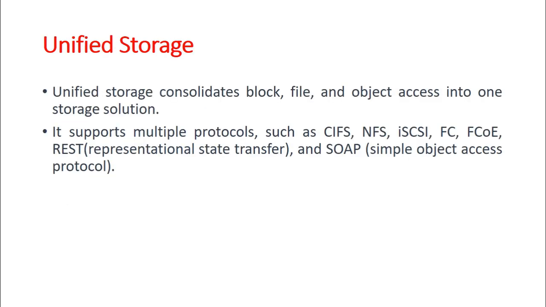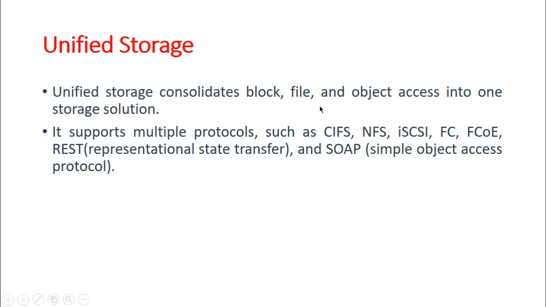Now let us proceed and try to understand something called unified storage. Unified storage consolidates block, file and object access into a single storage solution. So you can combine block level access, file level access and object level access into a single storage solution called unified storage. It supports multiple protocols such as CIFS, NFS, iSCSI, FC, FCoE and REST and SOAP protocols.